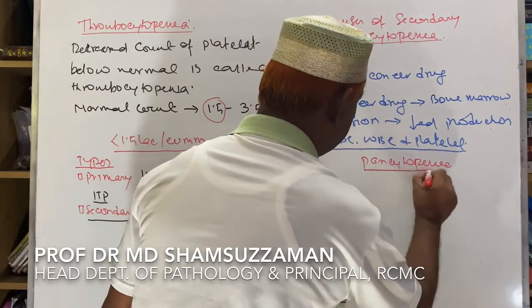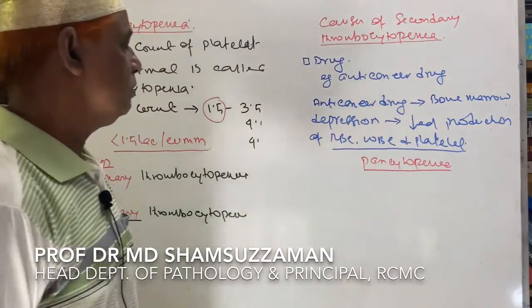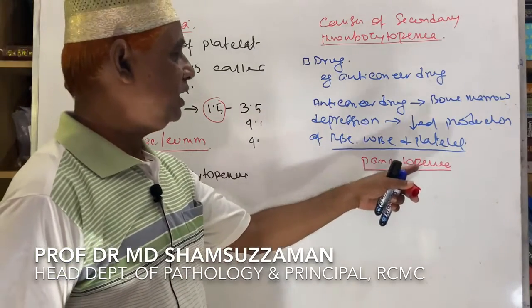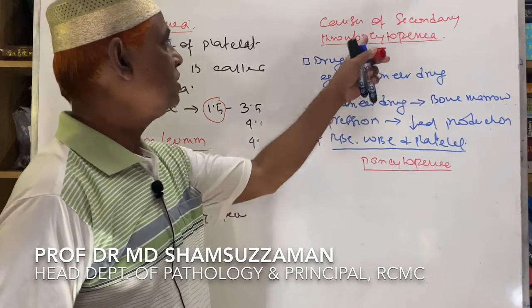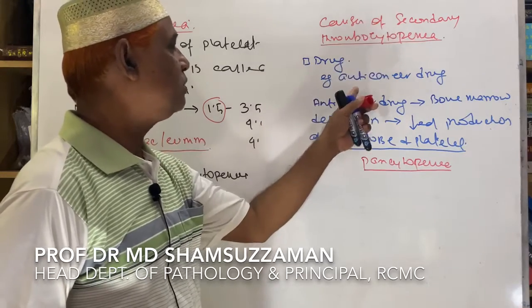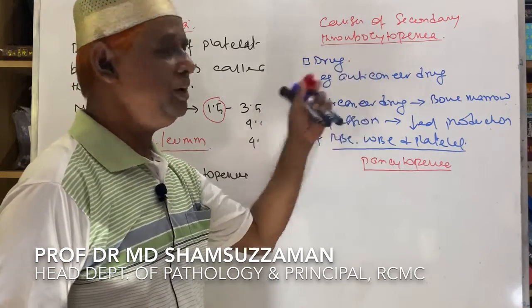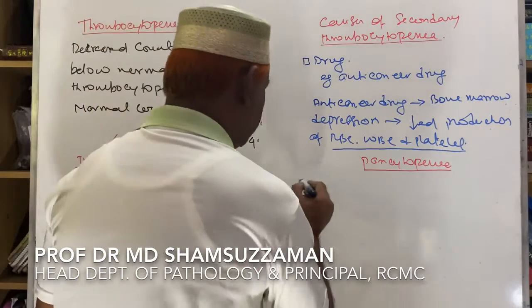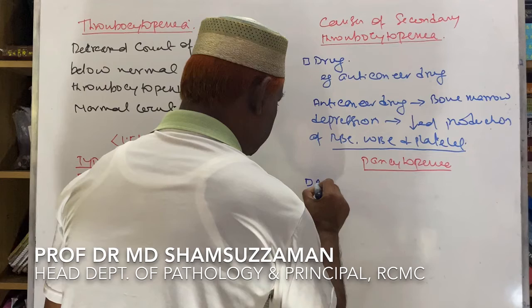So anti-cancer drug acts upon bone marrow, causes marrow depression, and ultimately it causes pancytopenia. And due to pancytopenia, there is thrombocytopenia secondarily to application of anti-cancer drug. Another cause, aplastic anemia.